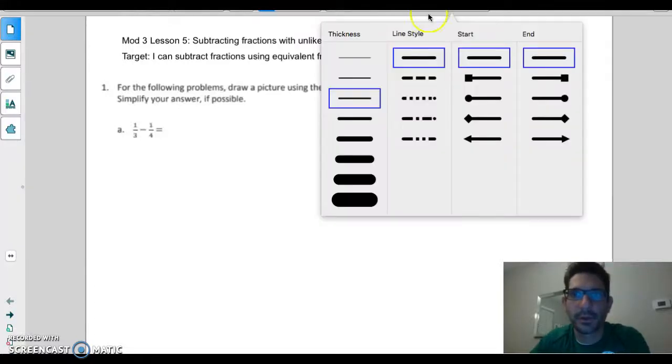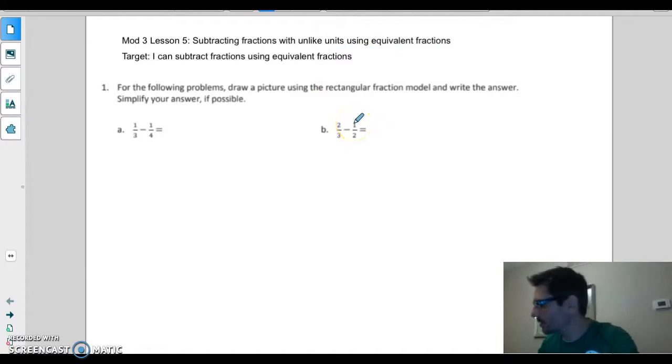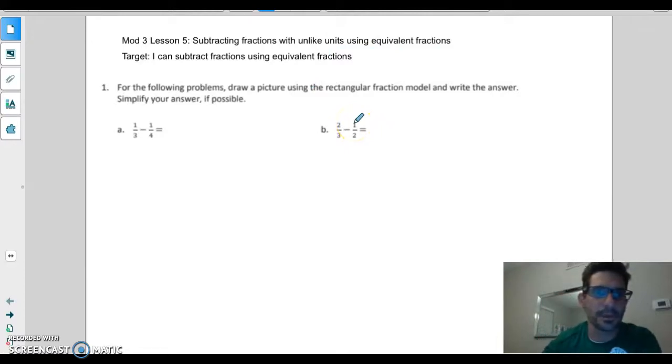Okay guys, here we go, lesson 5. Now we're going to be subtracting with unlike denominators. So we're going to do a little modeling here in the beginning.